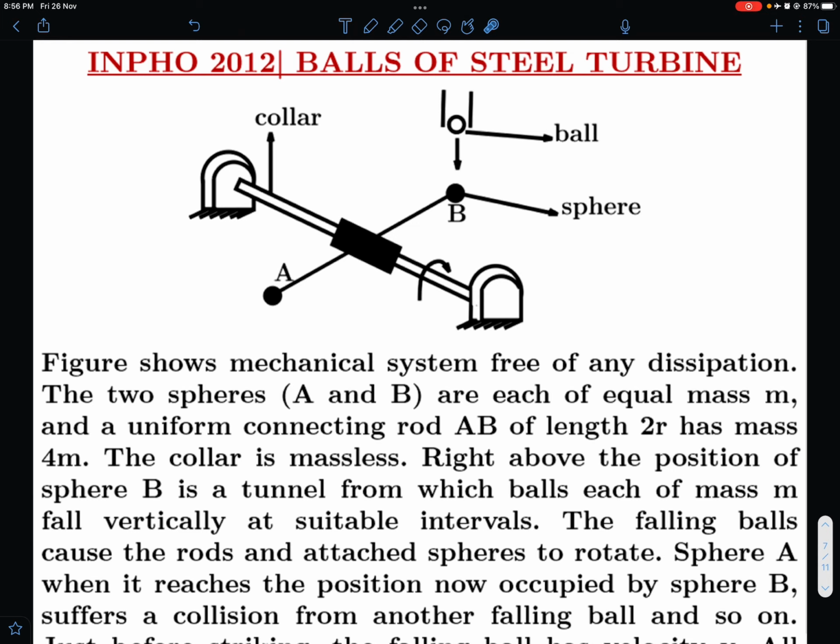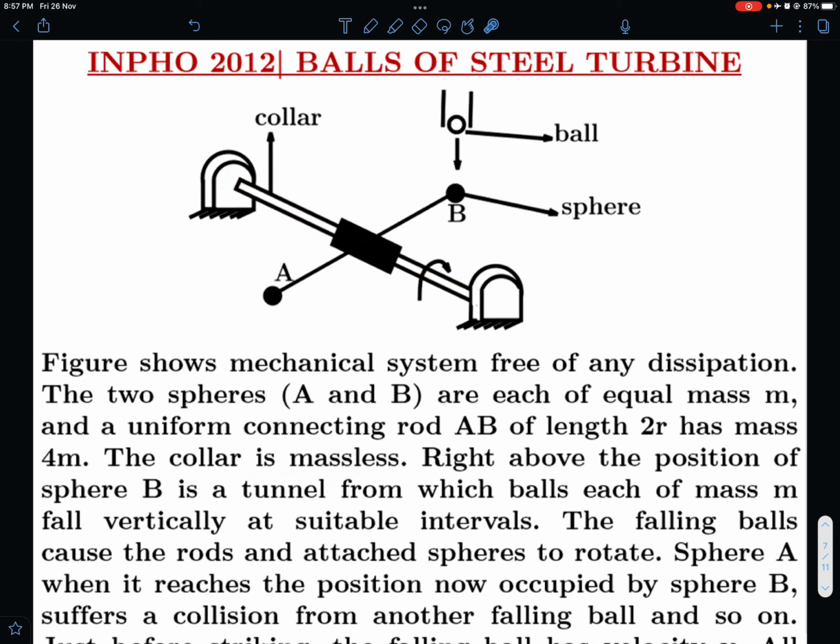Two spheres each of equal mass m and a uniform connecting rod AB of length 2r has mass 4m. So this rod has got a mass of 4m. You can imagine that this half has length r and mass 2m, and this half has length r and mass 2m, because the entire length is 2r and it's symmetric. The collar is massless. This thing he is calling a collar, and that's massless.